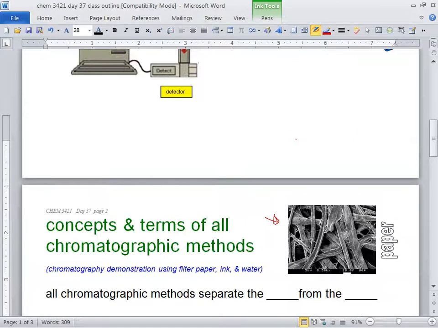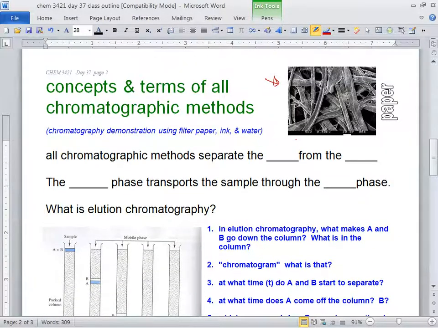So you, I think, can answer some of these questions. But it's technical jargon, so maybe not. Desiree, all chromatographic methods separate the blank from the blank. You remember what you're after. What was the technical jargon for what you were after, chemically speaking? There's an A. The analytes. Separate the analyte.